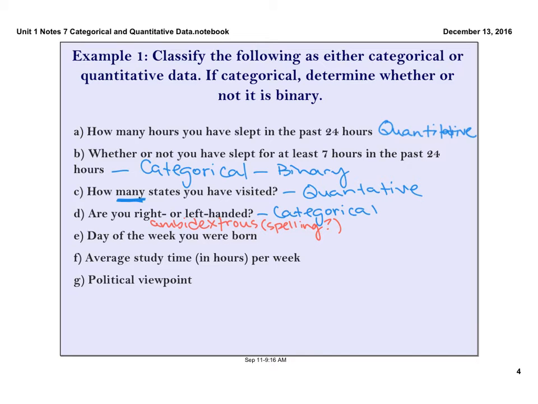All right, day of the week that you were born, that is categorical because you're going to answer either Monday, Tuesday, Wednesday, Thursday, Friday, Saturday, or Sunday. And it is not binary because there are actually 7 choices of answers. Average study time in hours. This is time. Anything that is time is going to be quantitative.